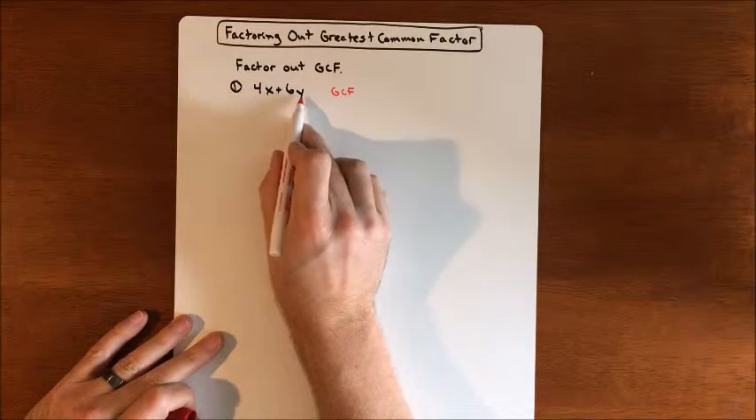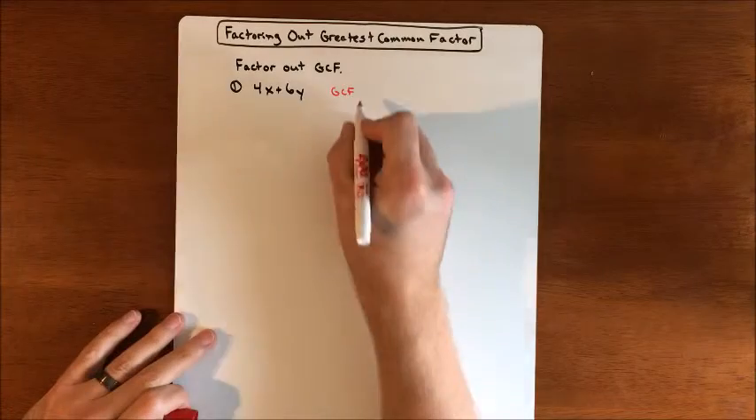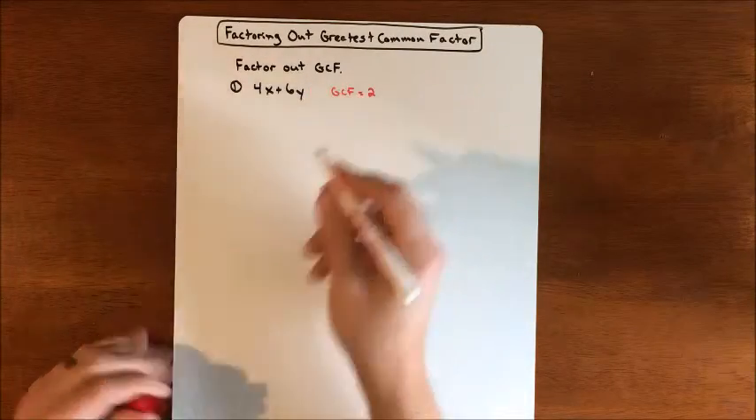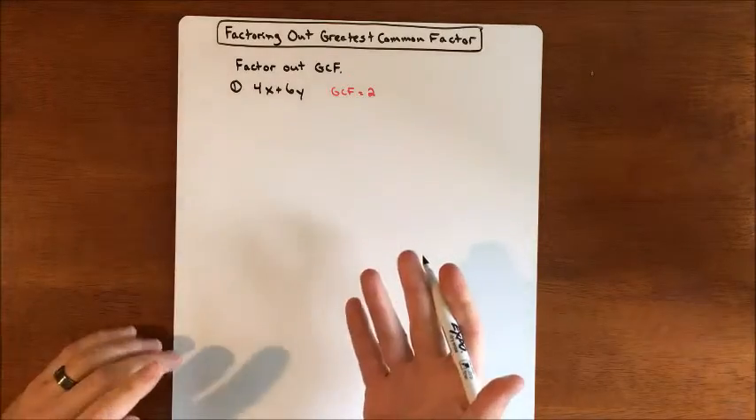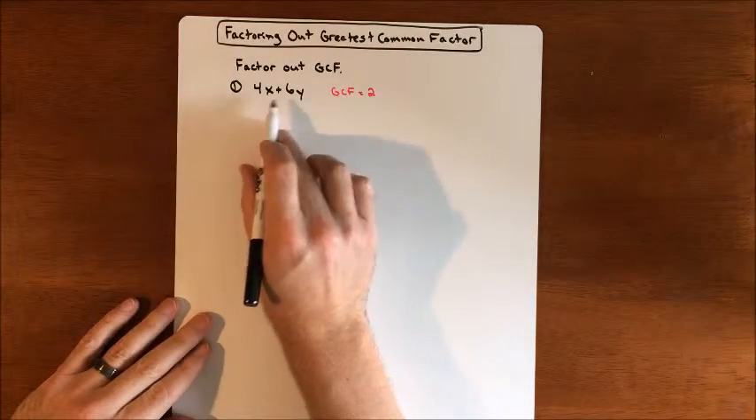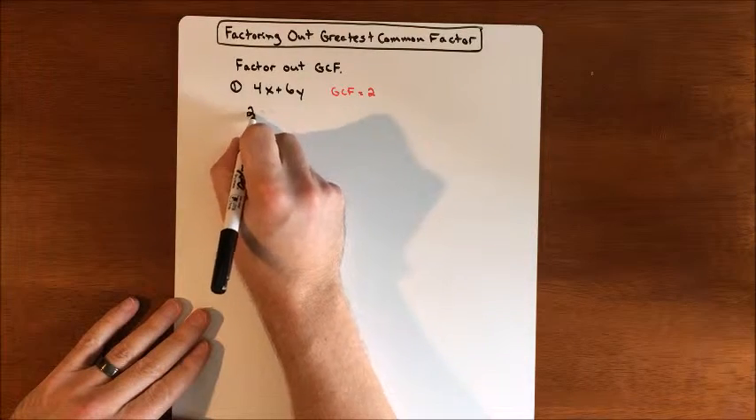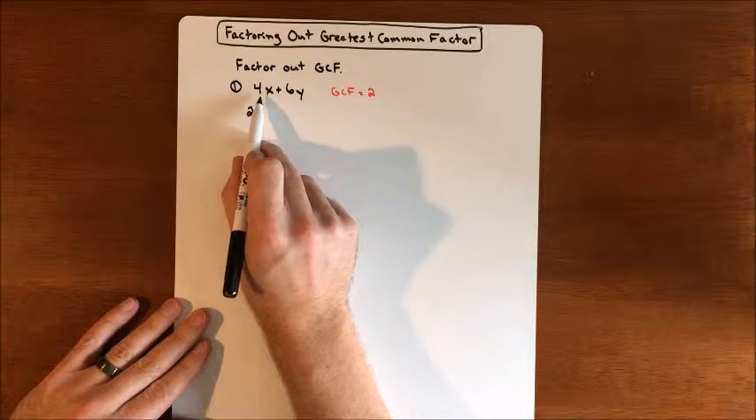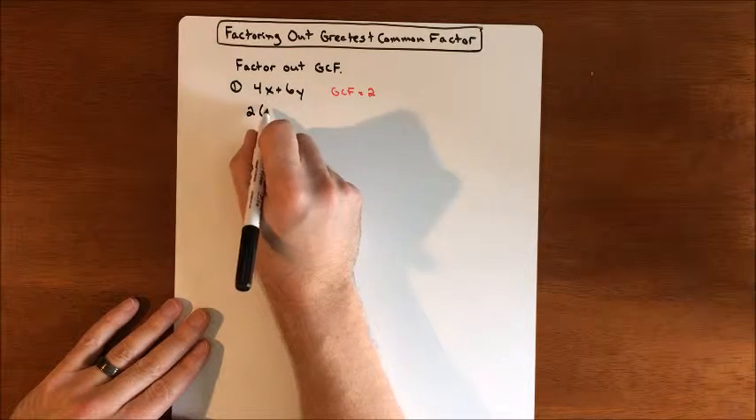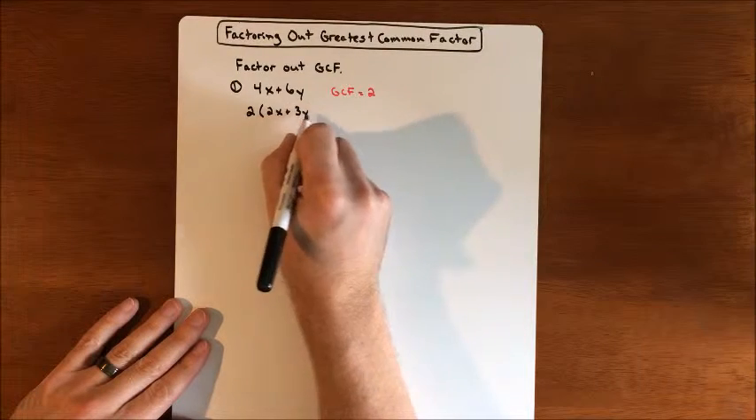between these two, they don't share a variable that matches, but they do have a factor of 2 that we can divide out of each piece. So the greatest common factor is 2. So factoring is basically undoing distribution. So if distribution is multiplication, then factoring is going to be division. So we are going to factor out a 2 from each of these pieces, which basically means we're going to divide by 2, divide by 2. So that'll leave us with a 2x plus 3y.